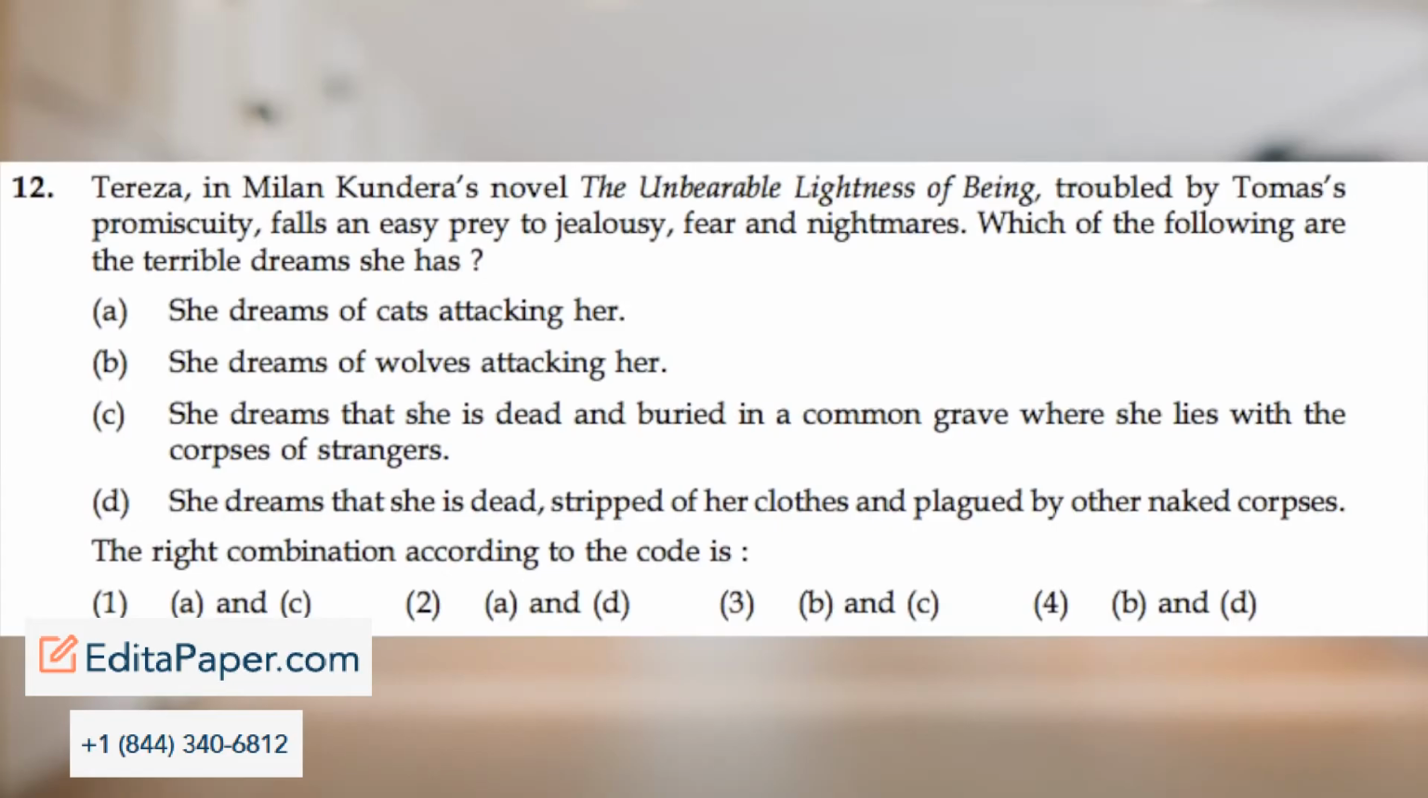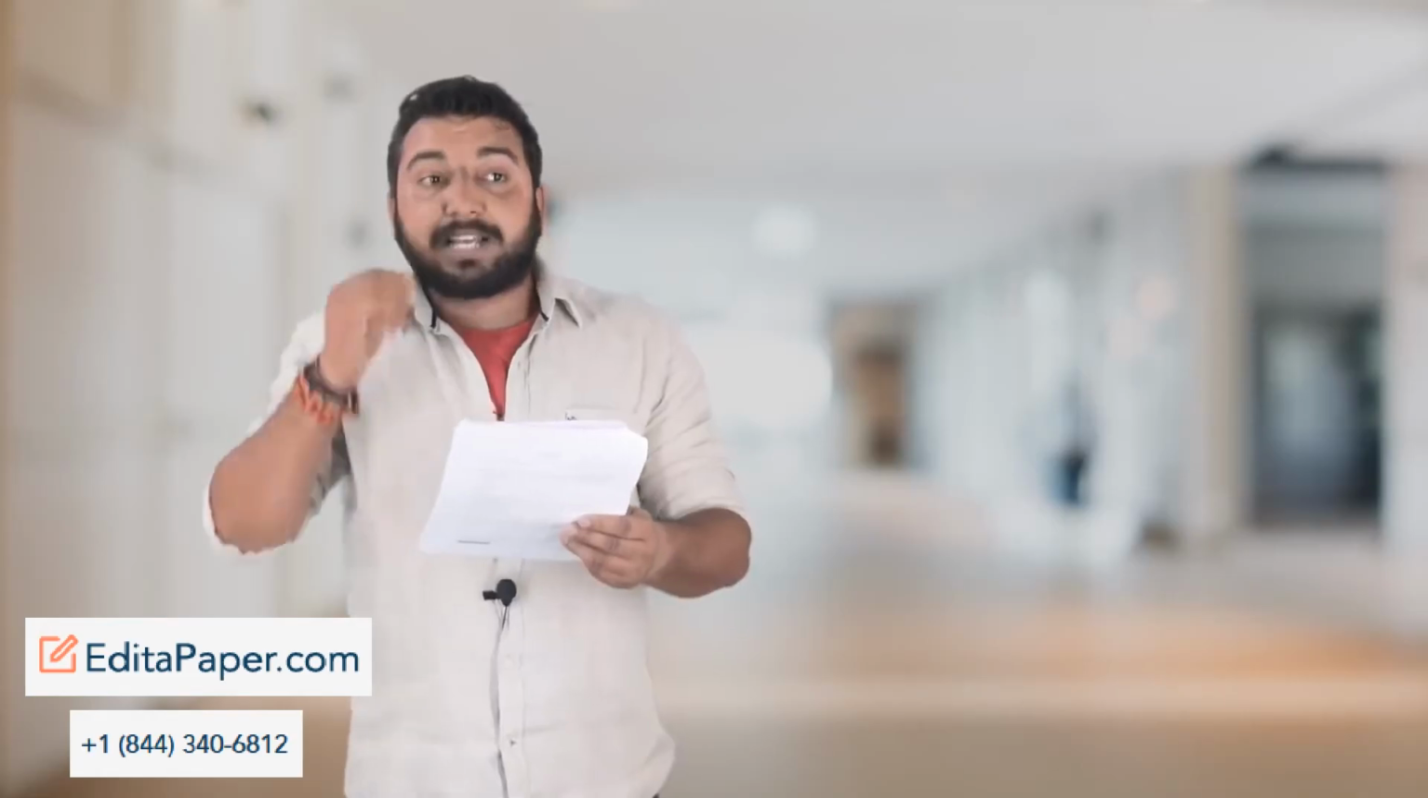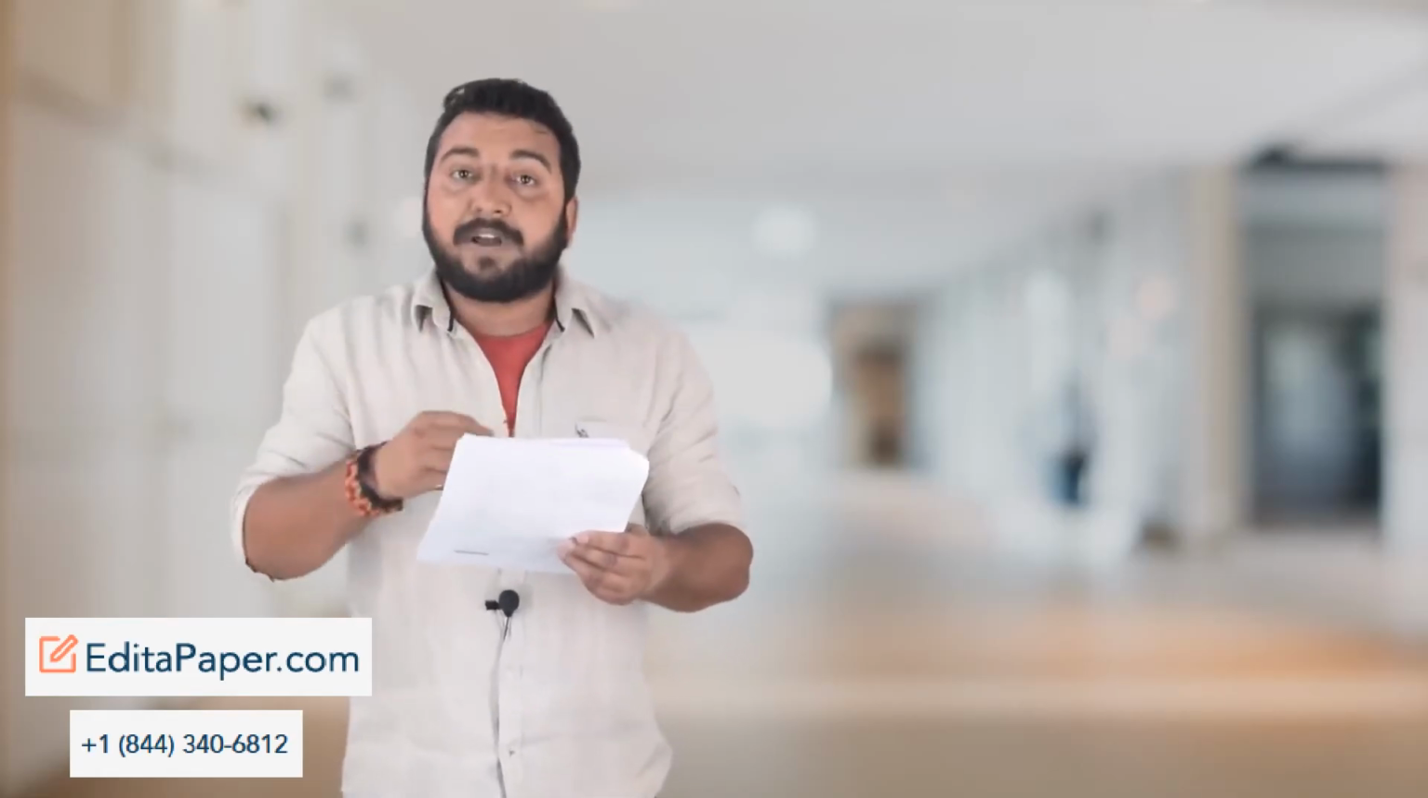Teresa in Milan Kundera's novel, The Unbearable Lightness of Being, troubled by Thomas' promiscuity. See what happens, I have read it. Thomas is actually a good man, a good-hearted man, but he's a womanizer. He has a weakness. He falls in love with the girl Teresa. Teresa is a girl with spiritual inclination. She comes from a bad family where her mother tortured her a lot. Teresa is ascetic. She falls in love, and her love is very much permanent.